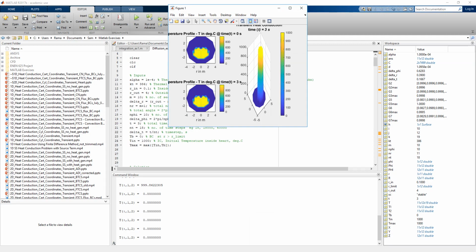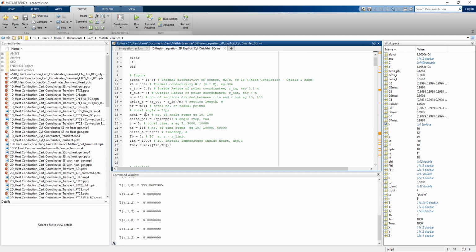So we can close this screen. We can maybe increase this, go back, and then we'll say 3000 seconds and 18,000. In this case, the time step, the delta t, needs to be small.